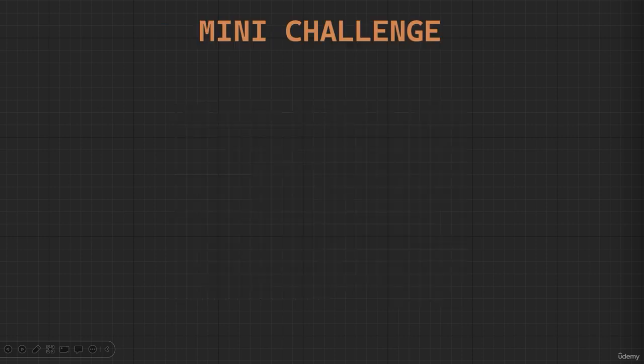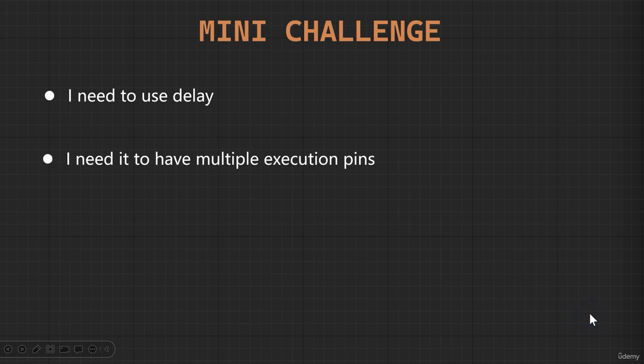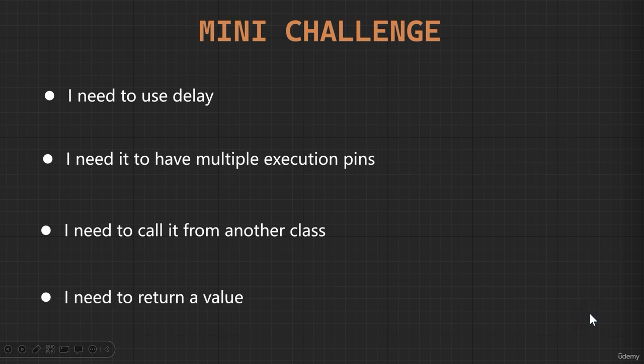Now, to examine what we've just learned, I've got a mini challenge for you. I'm going to show you some things that I need to do, but I'm not quite sure which one I need to use. So, is it a blueprint function, a macro, or an event? First one, I need to use delay. Second one, I need to have multiple execution pins. Third one, I need to call it from another class. And the last one, I need to return a value. Remember, some of them may have multiple answers. Pause the video now and see if you can come up with some answers for these questions.